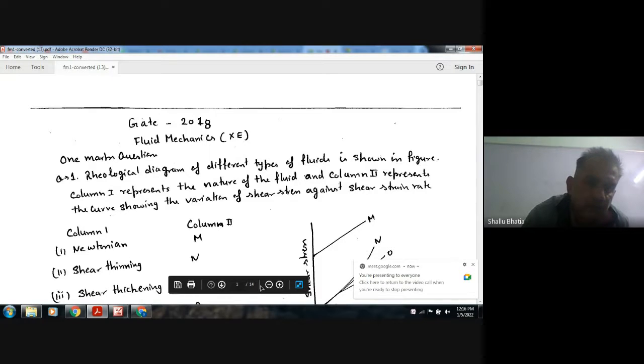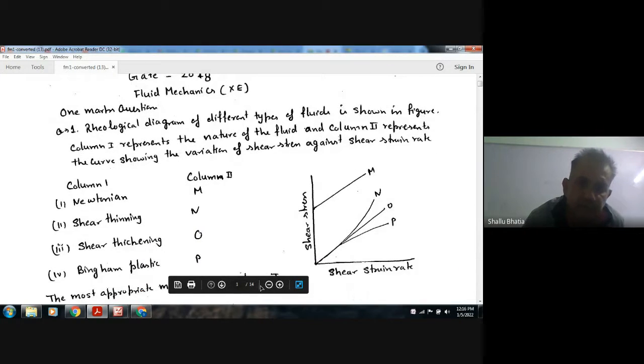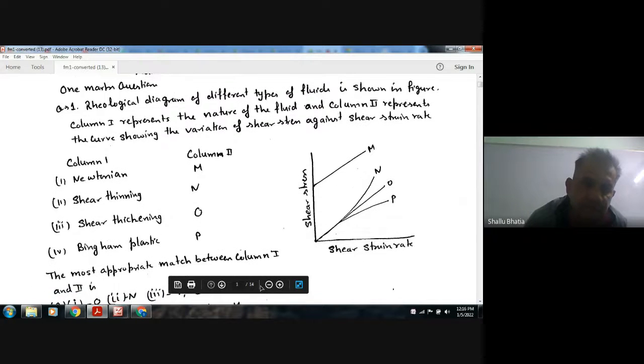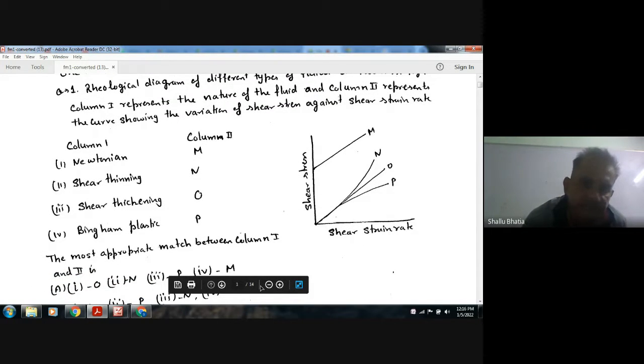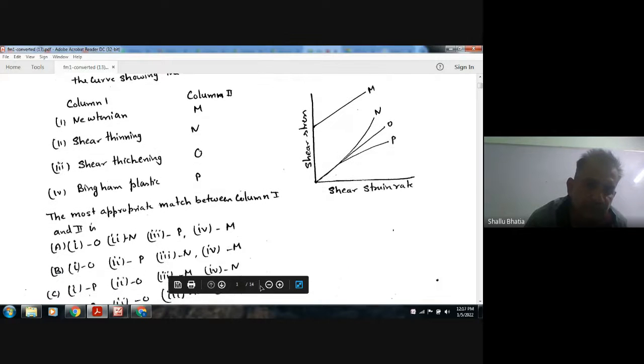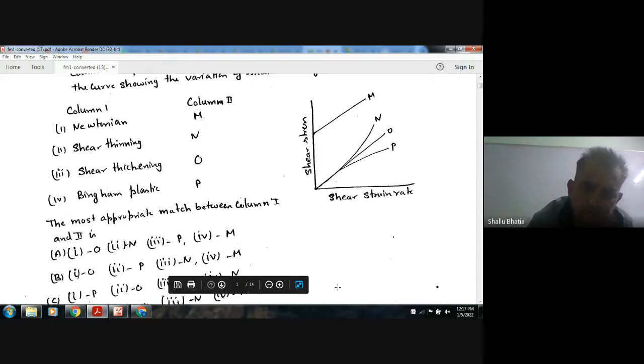Question one: Rheological diagram of different types of fluid is shown in the figure. Column one represents the nature of fluid, and column two represents the curve showing the variation of shear stress against shear strain rate. Column one: Newtonian, shear thinning, shear thickening, Buckingham plastic. Column two: M, N, O, P. The most appropriate match between column one and column two: the Newtonian fluid is represented by O.